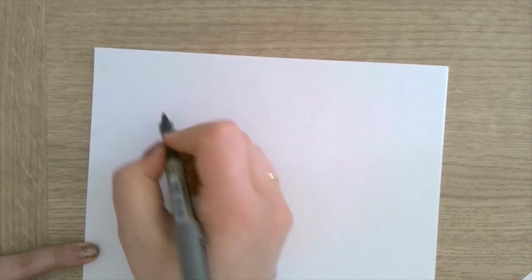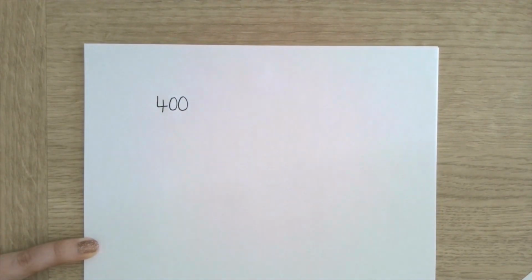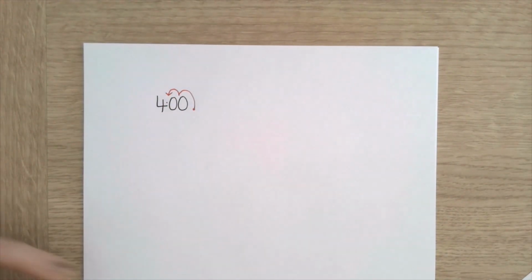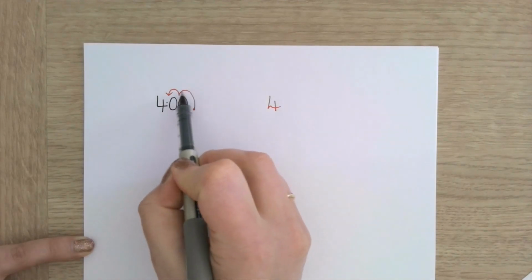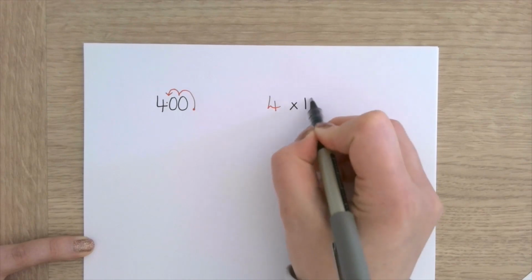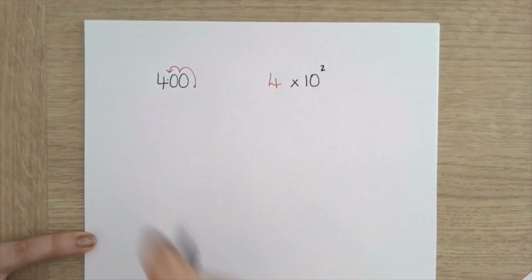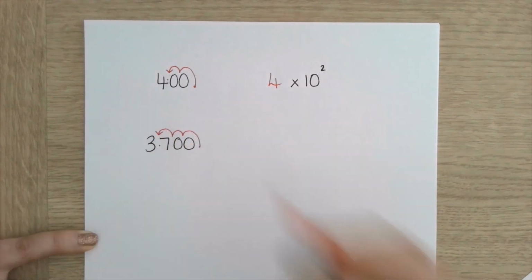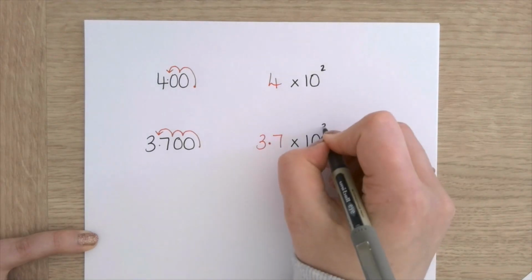So if I have got 400, I want to write this in standard form. Now my decimal point at the moment is here, and therefore I'm going to have to jump twice to put my decimal point behind the 4, because remember it has to be between 1 and 9. So I have jumped twice here, so this is going to be 4 times 10 to the power of 2. If I have got 3,700, my decimal point is currently here, and I need to jump 3 times this time to make it 3.7. I've jumped 3 times, so it's to the power of 3.